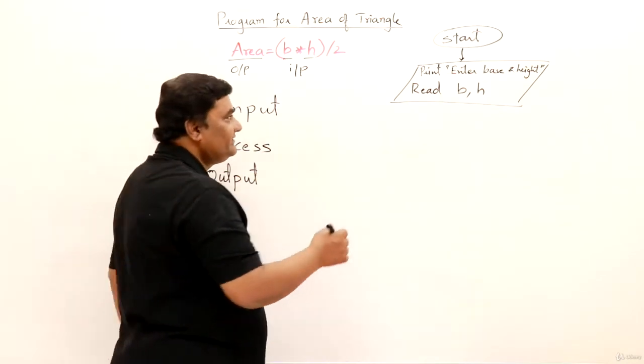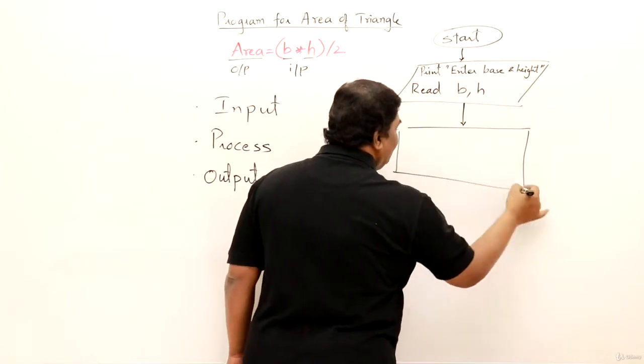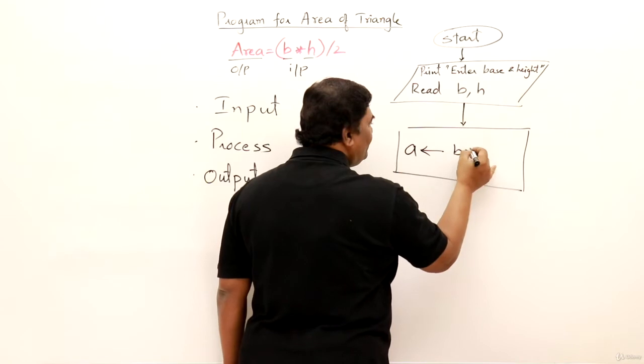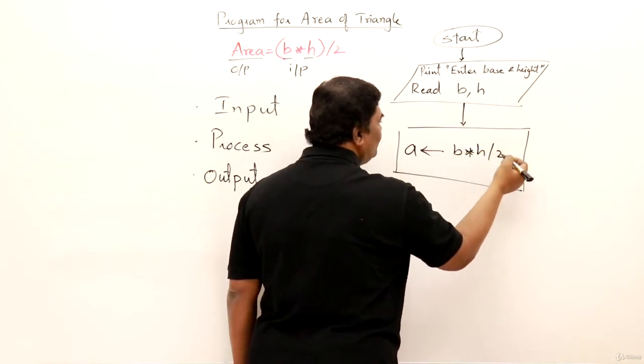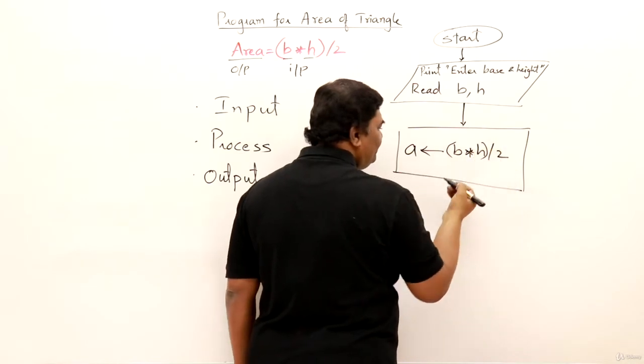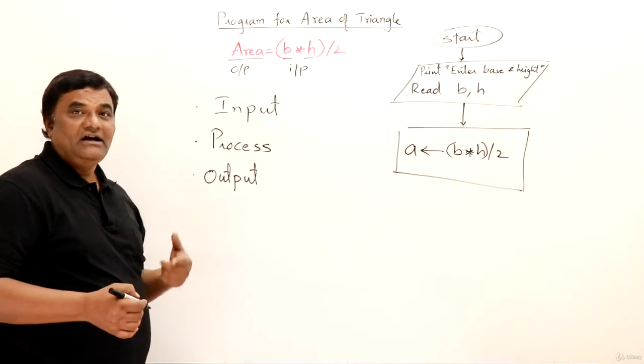Now next, process. So what is the process? The formula. What is the formula? Area, I will call it A, is assigned base into height by 2. This is the formula. I can even write them in brackets also. Now process is over. Now next is output.